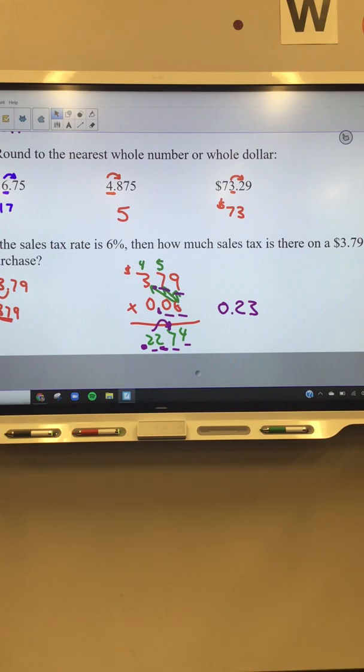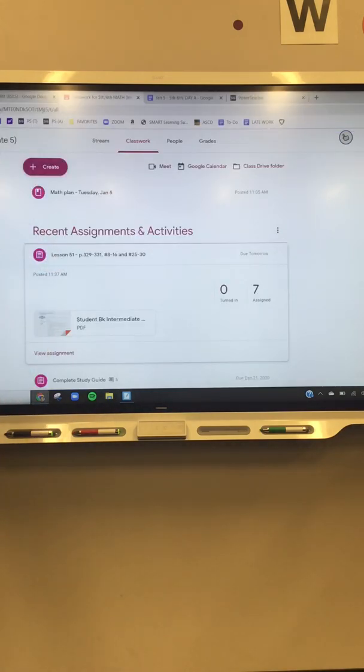Kind of mixed what we had previously learned with the multiplication algorithm. We got a little bit of practice with that.